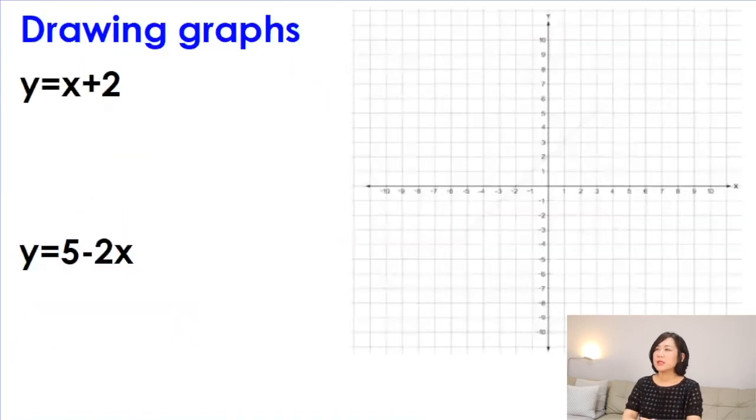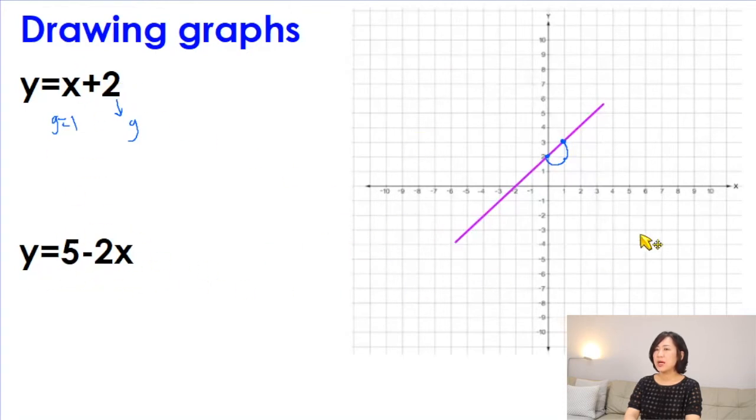Now, have a look at these simultaneous equations. We've got y equals x plus 2 and we have y equals 5 minus 2x. Let's identify our gradient and y-intercept to draw the graph. So, beginning with the 2, the gradient is 1: 1 right, 1 up. Let's join the dots together.